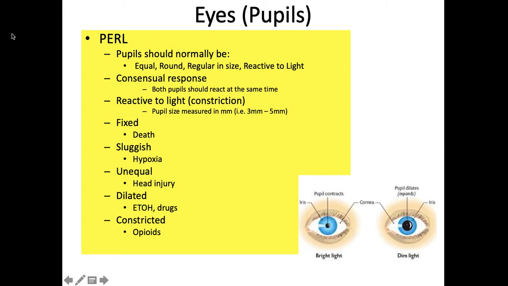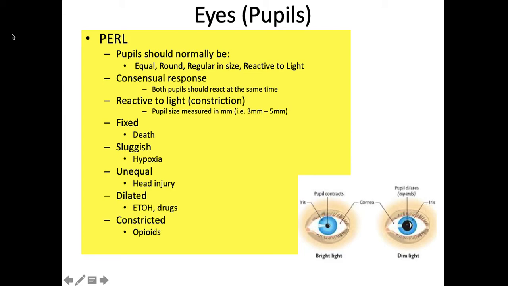Now, pupils should be equal. Both sides should be the same size and basically the same shape. And they should respond to light the same. Now, we have something called consensual response. If you apply light to your right pupil, your left pupil follows exactly the same. If you apply to the left pupil, the right pupil will constrict as well. This is called consensual response. So what we look at is does each pupil constrict at the same amount, at the same rate, and do both pupils constrict at the same time with this consensual response.